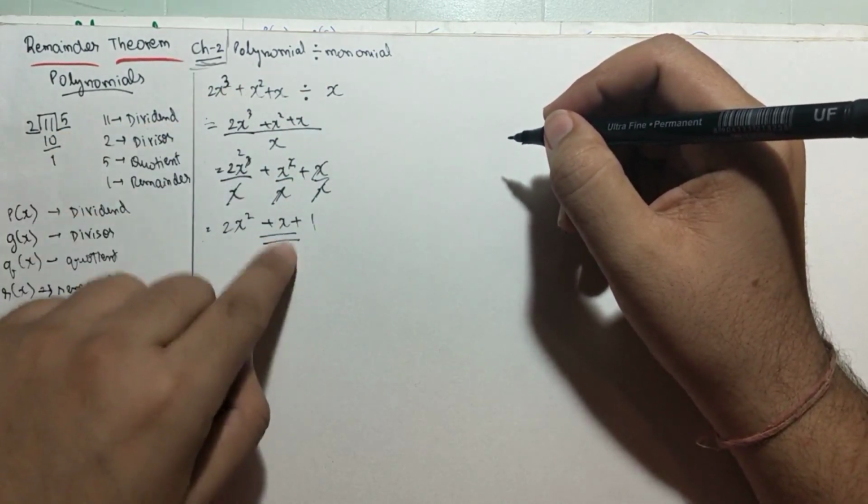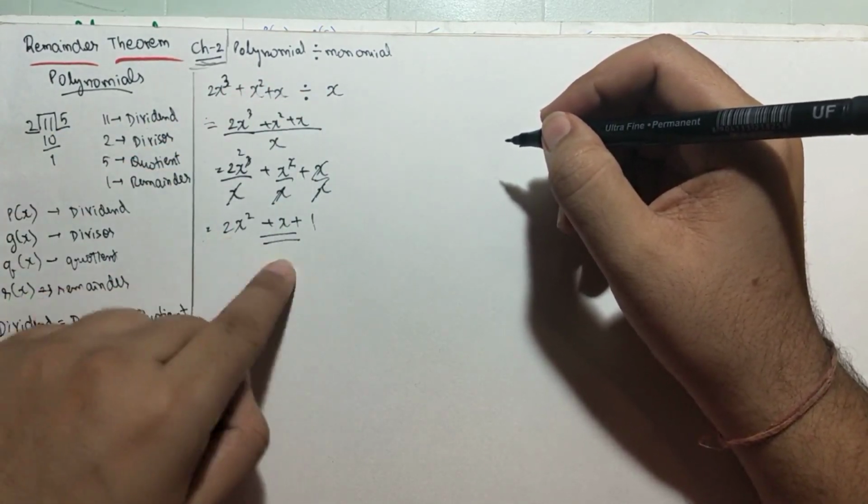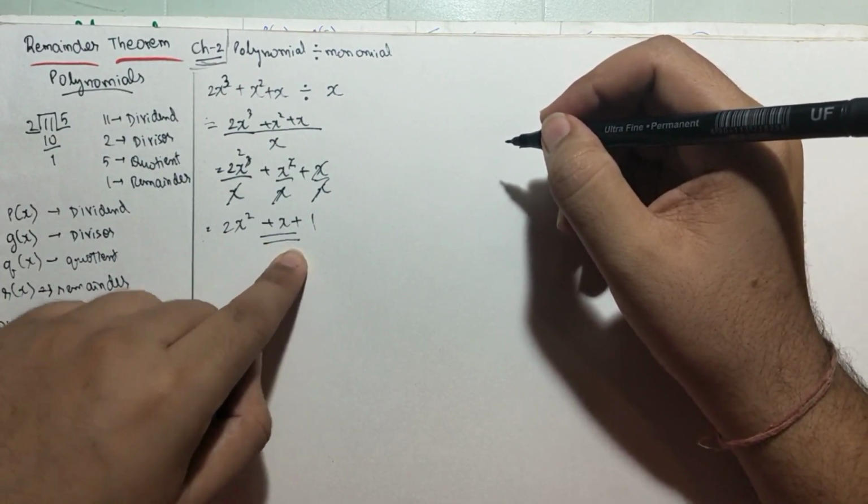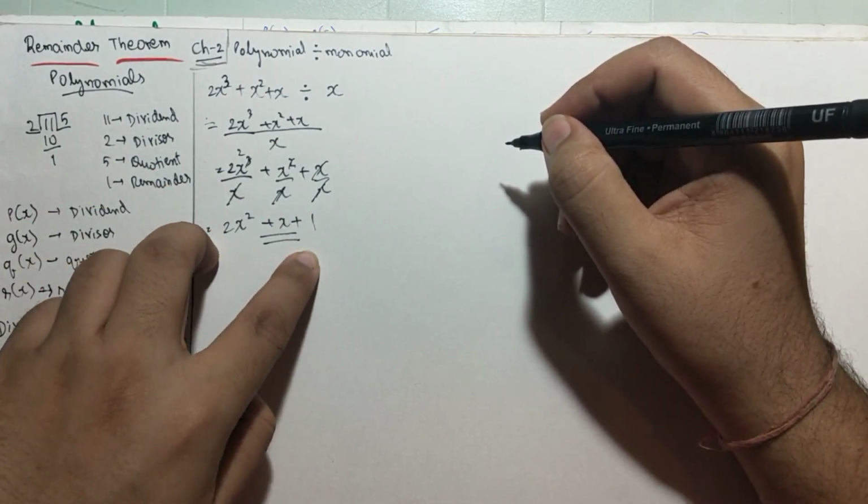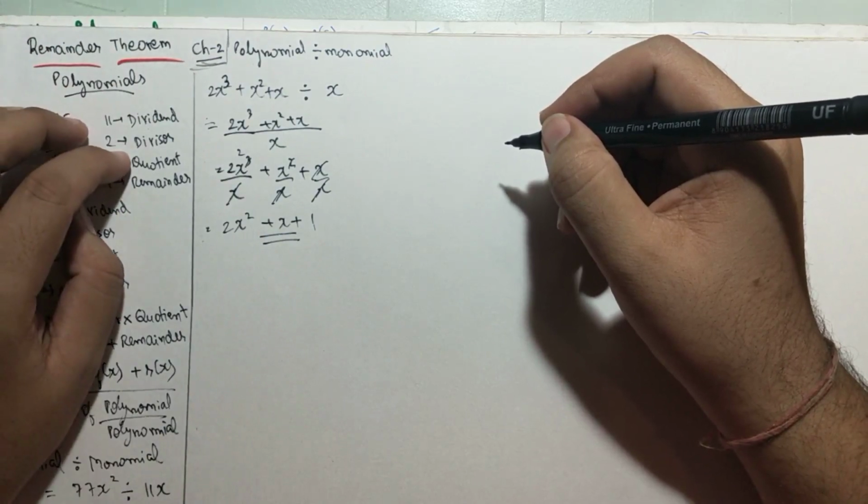Here, as you can see, it is exactly divisible. There is no remainder. There is no denominator left. That means if nothing is left over here, it is exactly divisible.